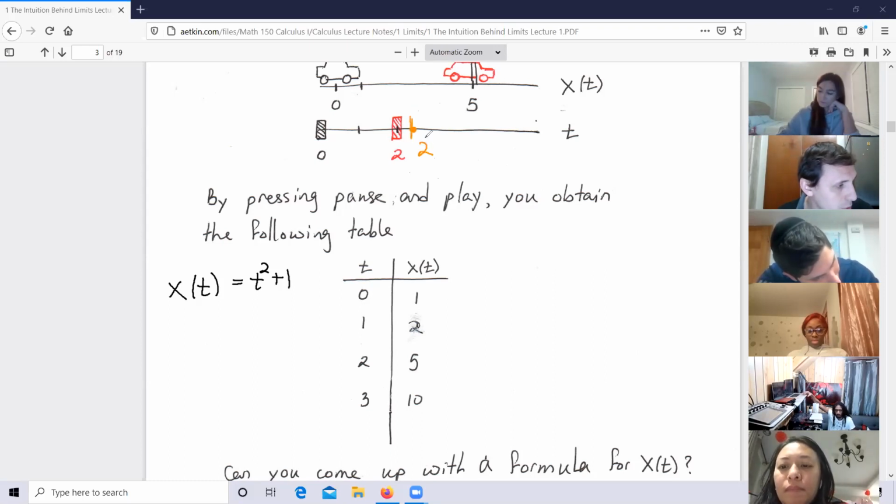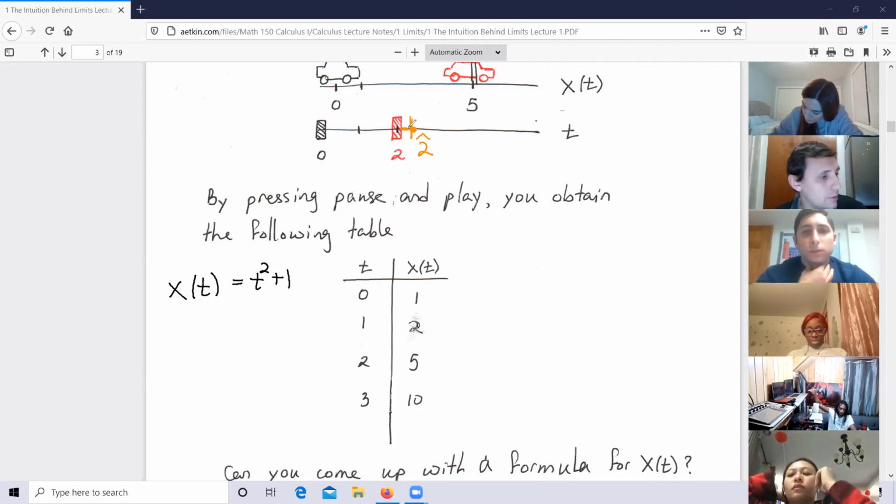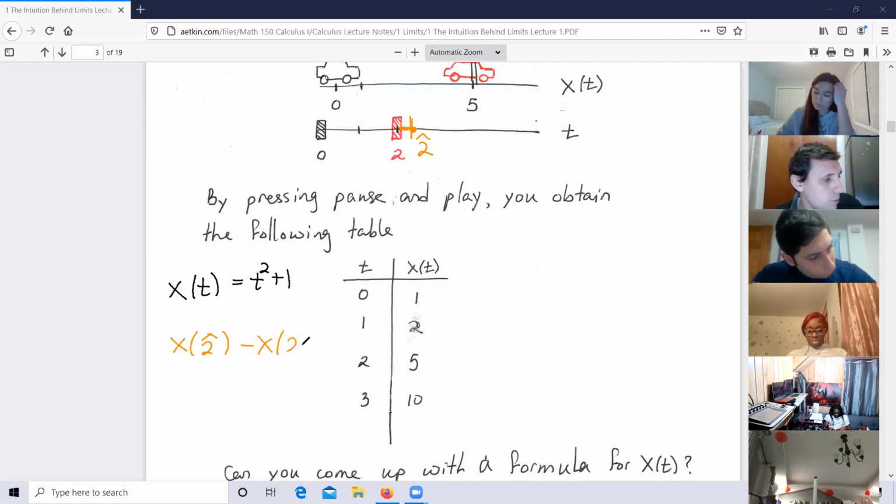And I call it 2 hat. The reason I call it 2 hat is because it's supposed to be my best approximation to 2. Do you understand? Basically you try to get this point as close as possible to 2. And then you have a time interval. This time interval, the change in position over change of time, would be given by x of 2 hat minus x of 2, divided by 2 hat minus 2.